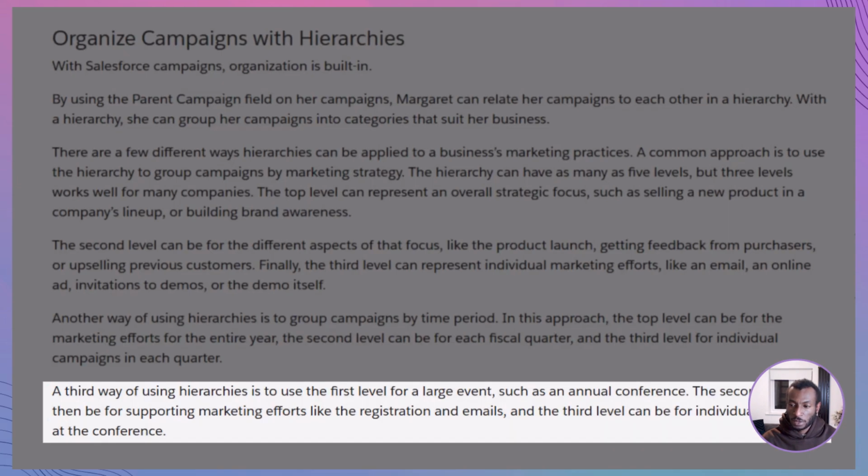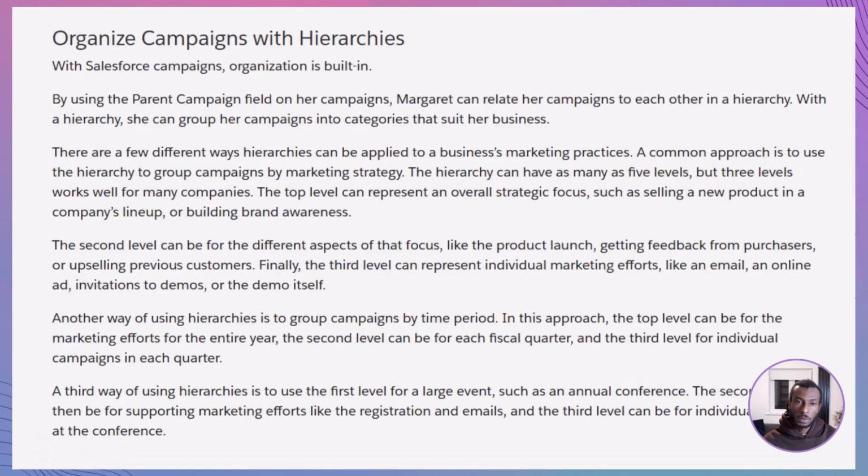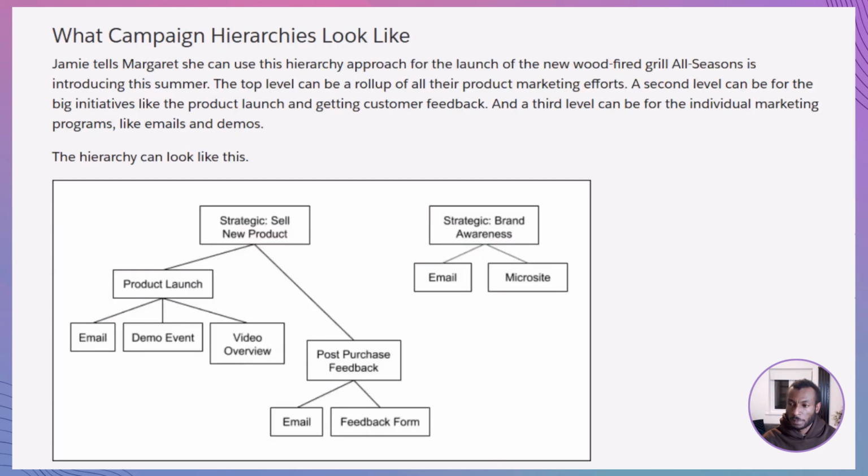2. By time period. The top level is the annual marketing strategy. The second level breaks it down into fiscal quarters, and the third level tracks individual campaigns. 3. By events. The top level is a major event. The second level includes supporting marketing efforts, and the third level focuses on specific event-related activities, like email invites or webinars. For example, Margaret's campaign hierarchy might look like this.